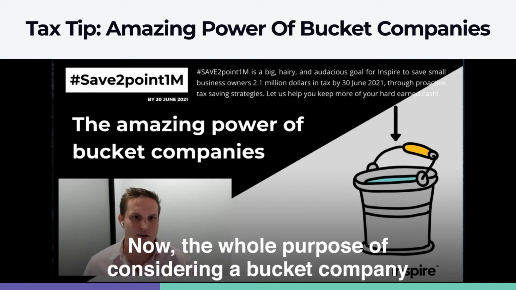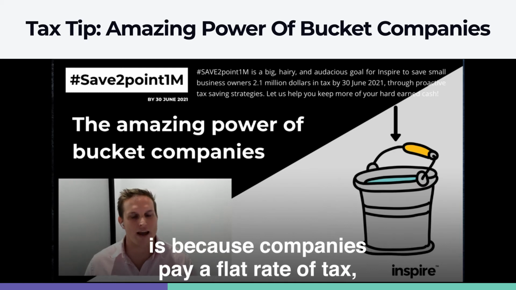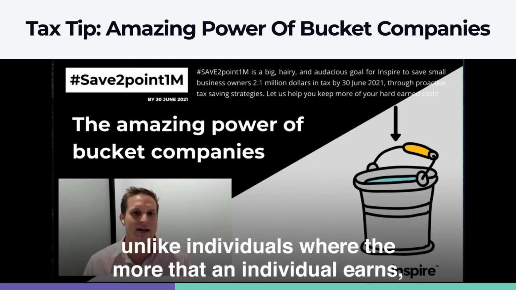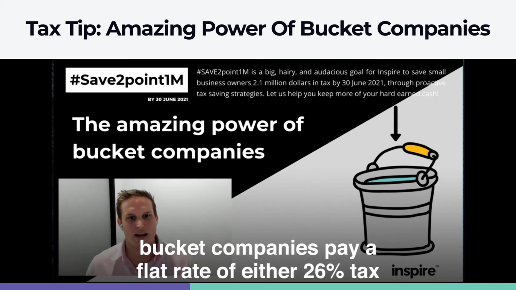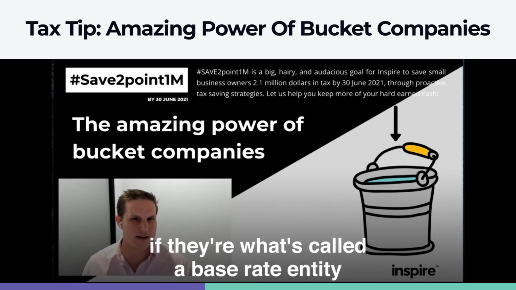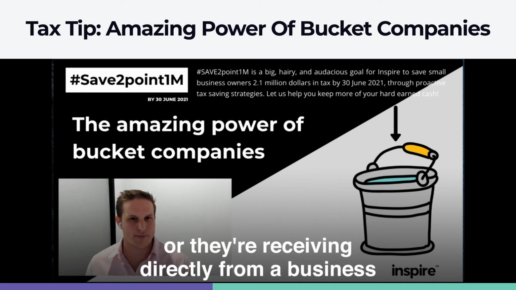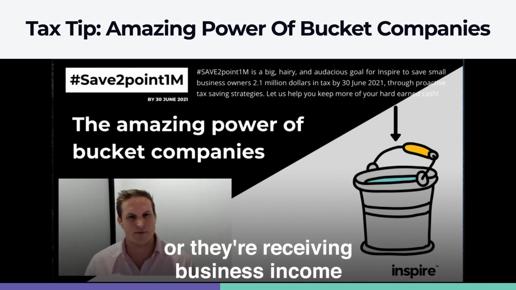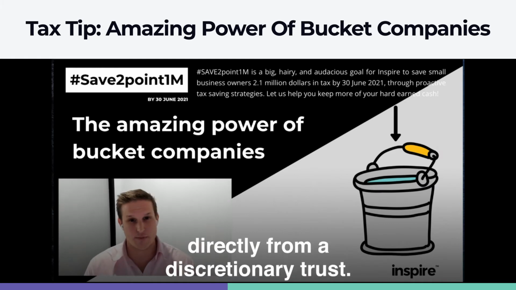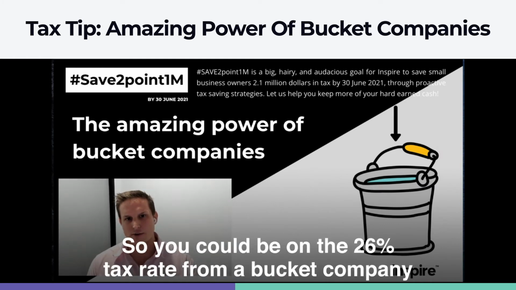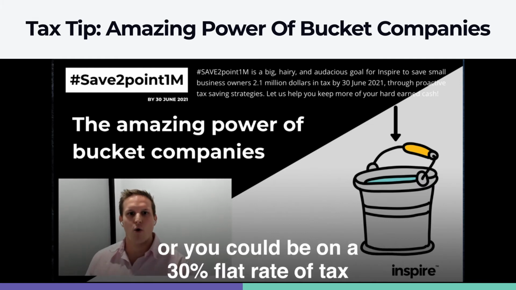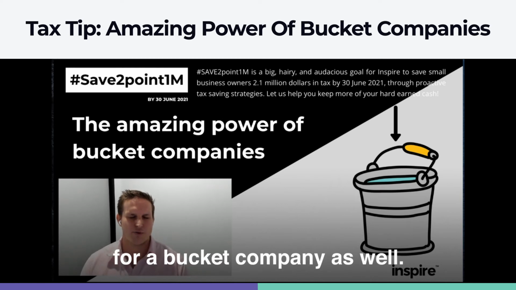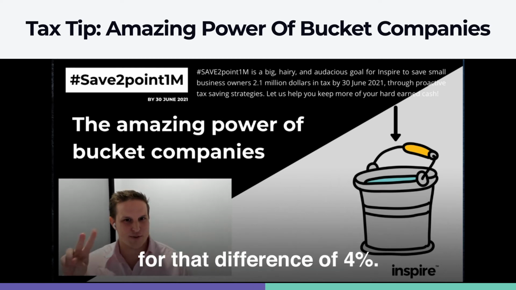Now, the whole purpose of considering a bucket company is because companies pay a flat rate of tax. Unlike individuals, where the more an individual earns, the higher their tax rate, bucket companies pay a flat rate of either 26% tax if they're what's called a base rate entity, or they're receiving business income directly from a discretionary trust. So you could be on the 26% tax rate from a bucket company, or you could be on a 30% flat rate of tax as well. It just depends on your structure for that difference of 4%.